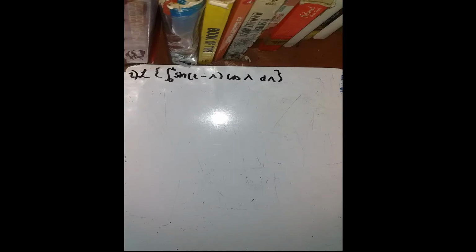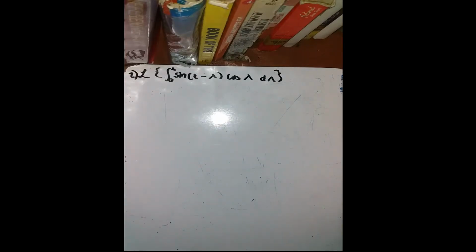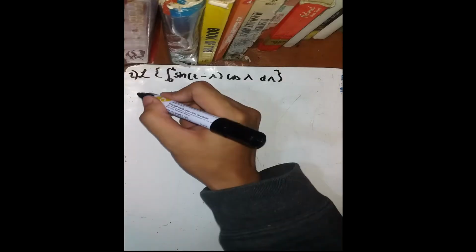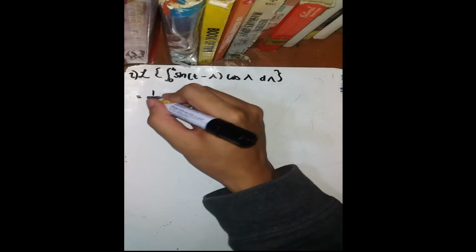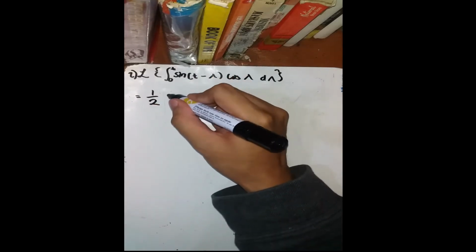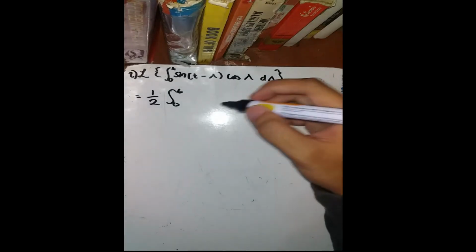Welcome back, and today we're going to solve Laplace transformation using the Convolution theorem. So I have here the Laplace of the integral of sine(t minus lambda) times cos lambda d lambda. Okay, first let us use the trig identities. So this is actually your 1/2. So I have here the integral from 0 to t.